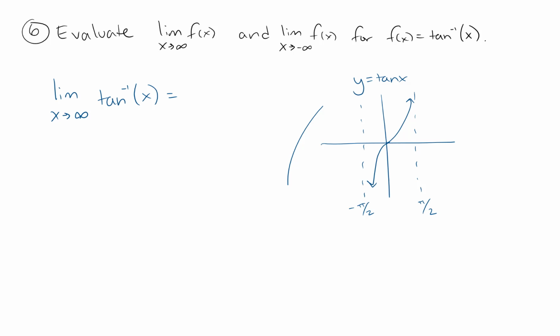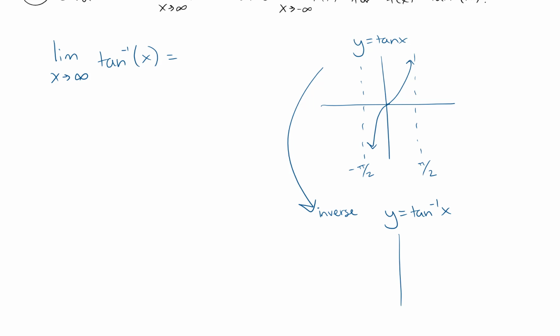Now, if you take a look at the inverse, inverses reflect the input and the output. So if I was to graph the tangent inverse function, that reflects this graph. So the tangent inverse graph looks like this. And now instead of our vertical asymptotes being at π/2 and -π/2, those are horizontal asymptotes at π/2 and -π/2.